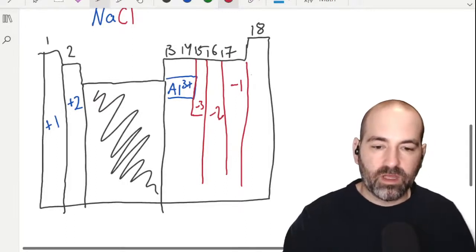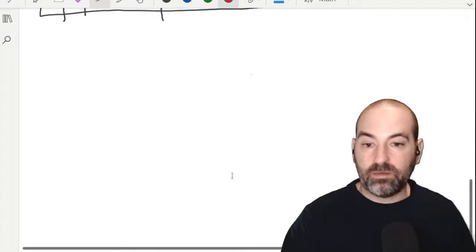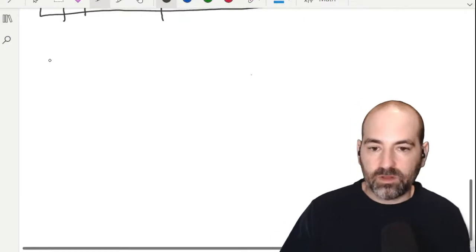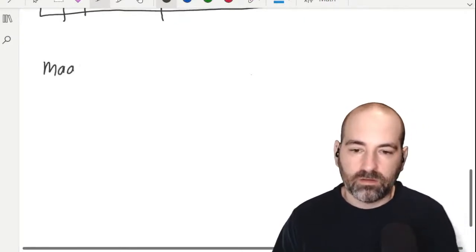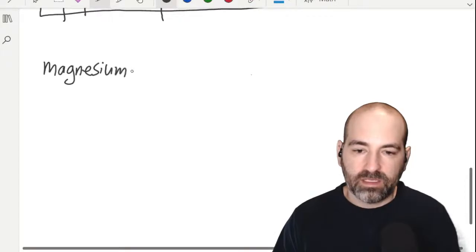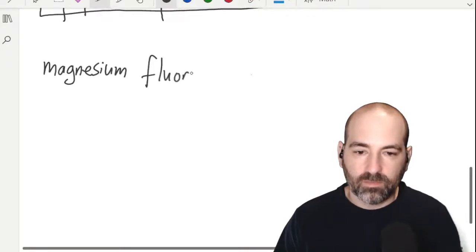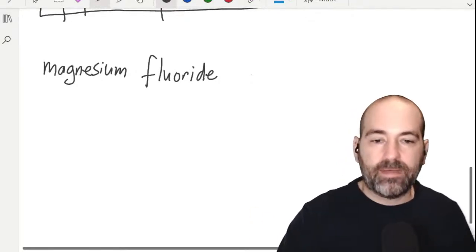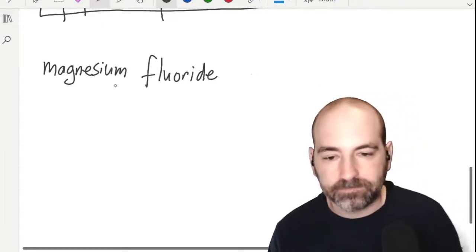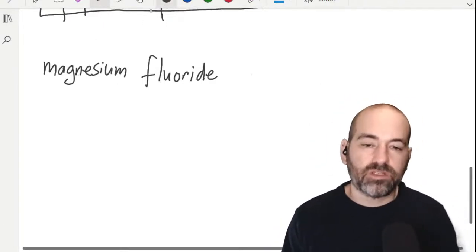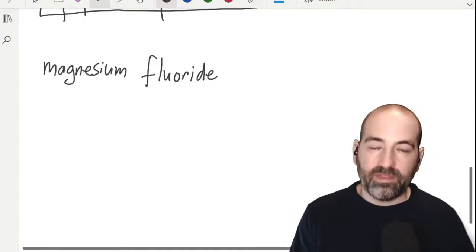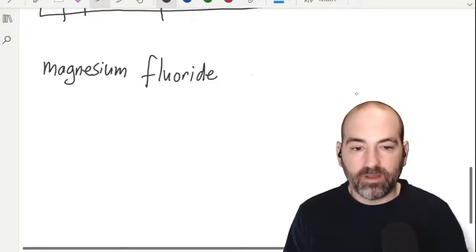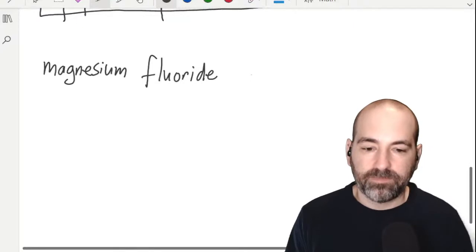So we're going to use that information to help us draw some formulas for some names. Let's say we want to do magnesium fluoride. All right, so here's an ionic compound, magnesium fluoride. What's the formula for it? Here's how we're going to figure that out. First, we're going to look up these elements in the periodic table, and that's going to tell us what their symbol is and what the charge is if they're in those spots where we can predict the charge.